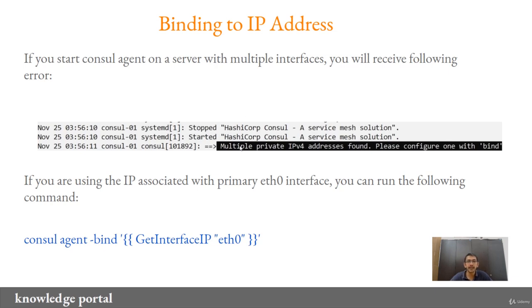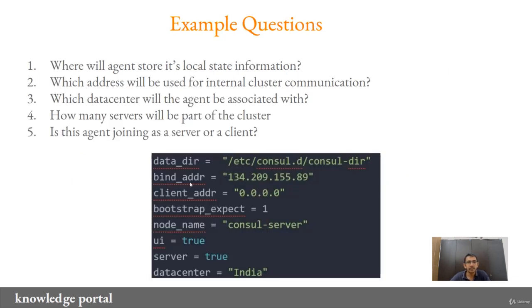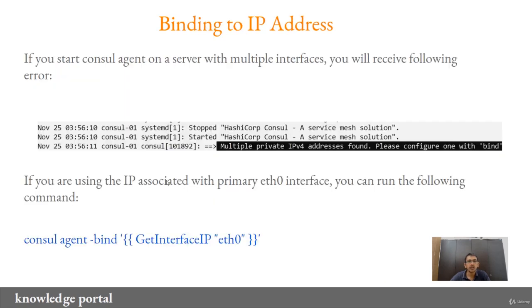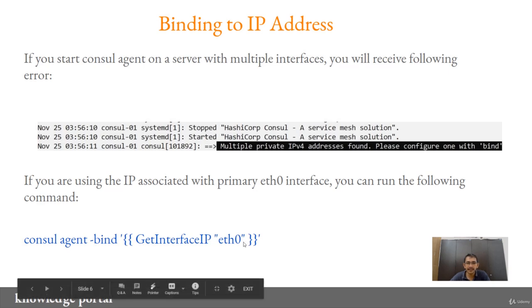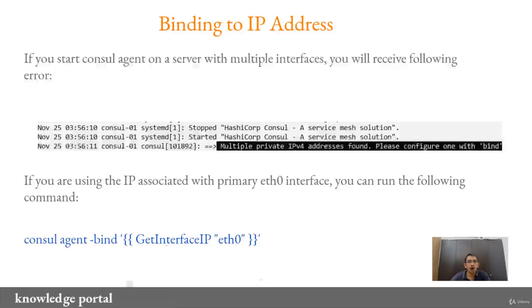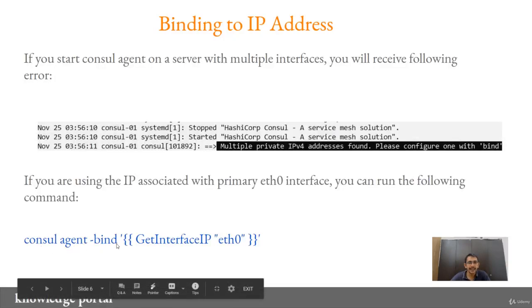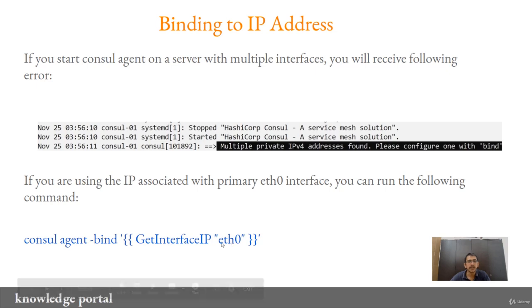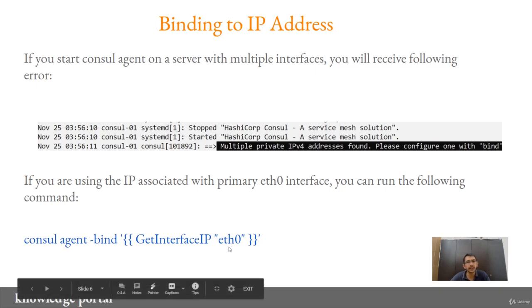This is the reason why it is important that you supply the bind_addr flag. You can specify the bind_addr in two ways. First, you can directly add the IP address of the server, or if you're running it via the CLI, you can also specify the GetInterfaceIP eth0. It will automatically take the IP address associated with the eth0 interface.